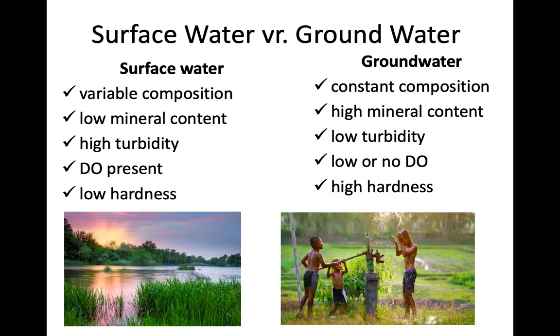But surface water does have dissolved oxygen and can easily accommodate fish and other aquatic organisms, compared to groundwater, which has very low dissolved oxygen and even no dissolved oxygen at all. In terms of hardness, groundwater has high hardness compared to surface water, whose hardness is a bit low.